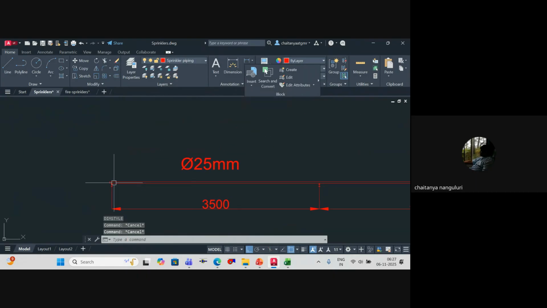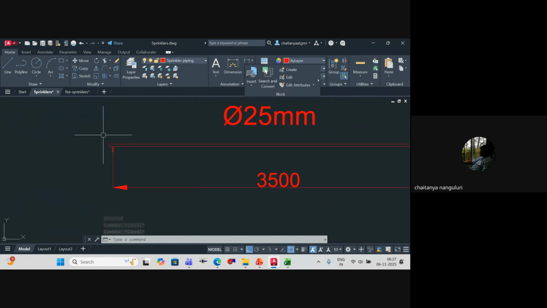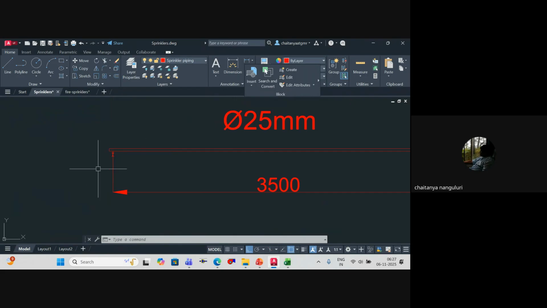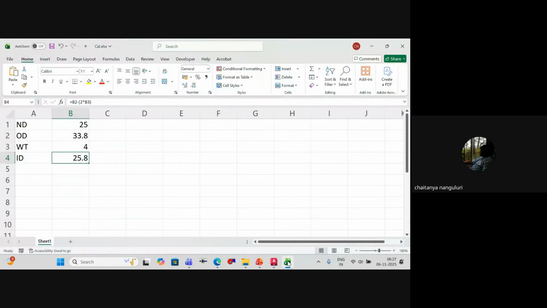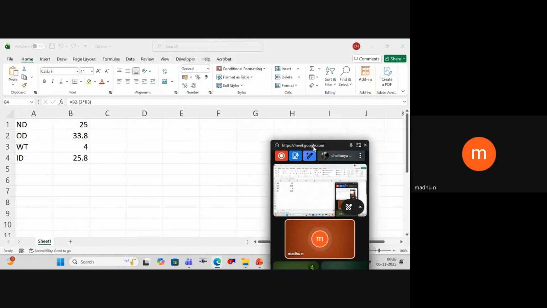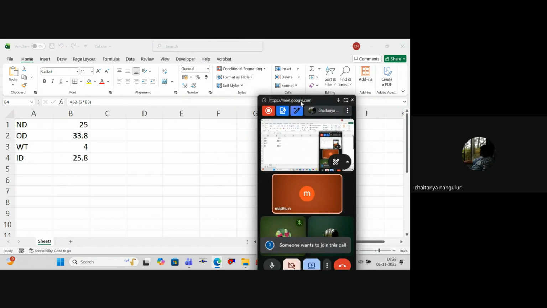Now we have to mark what is the pressure at this location. What is the minimum pressure that I require so that we will get the minimum flow rate? Understood? Chaitanya, what should the pressure at the remote point of the sprinkler be? That's what we are going to.